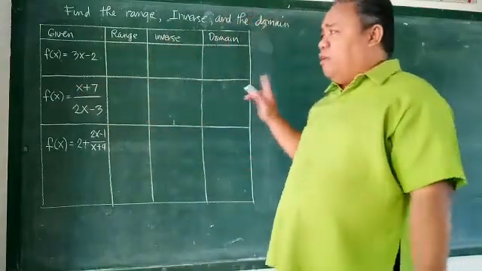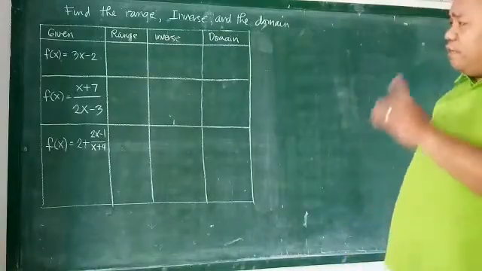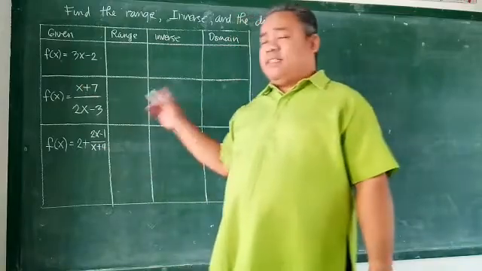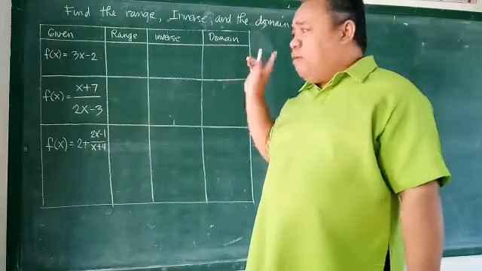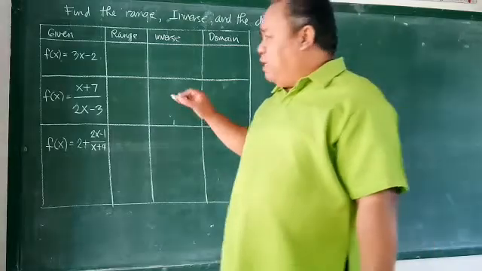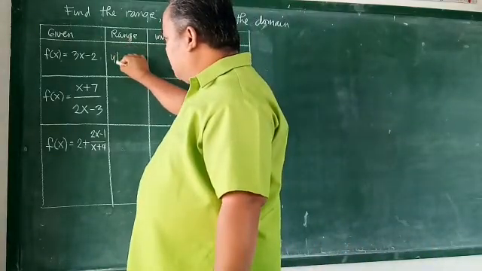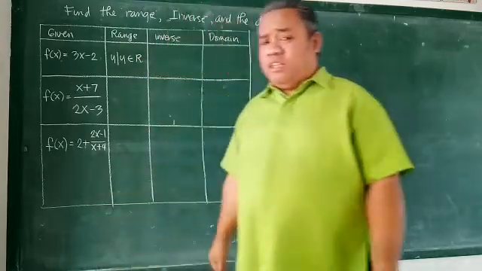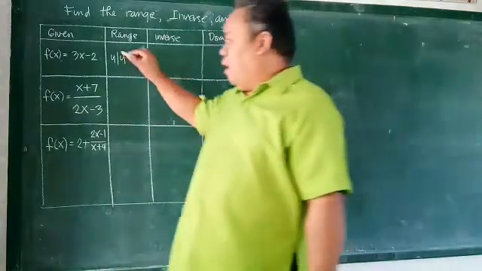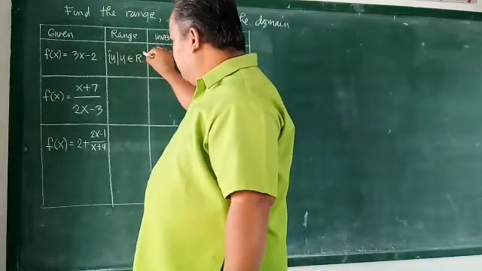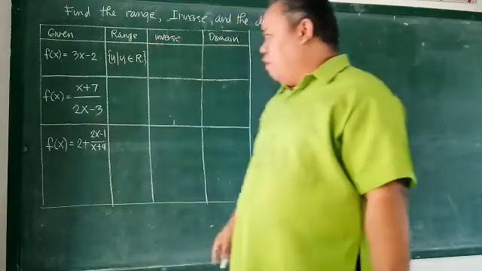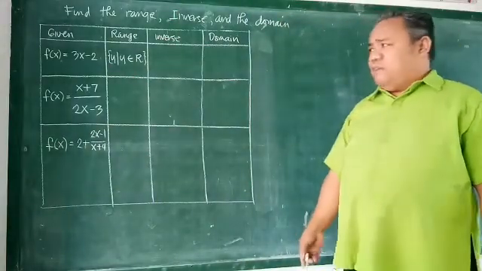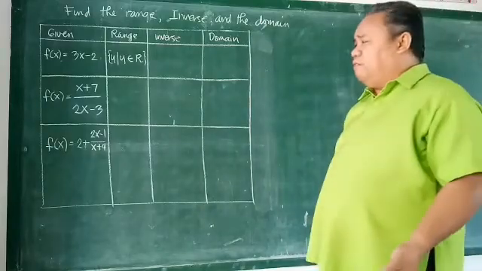In order to find the range, we're always going to look at the denominator of the function. If it doesn't have a denominator, automatically, what will be the range of the equation? The range could be written as y, such that y is an element of the real numbers. Remember, the range is the value of y. Since it doesn't have a denominator, we can easily say that all values of y are elements of the real numbers. Lahat ng number pwede.